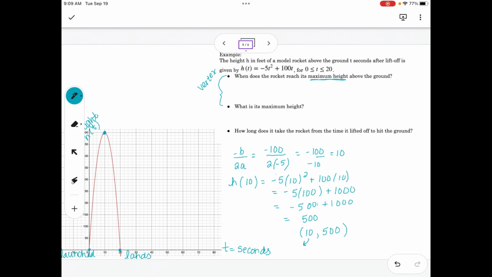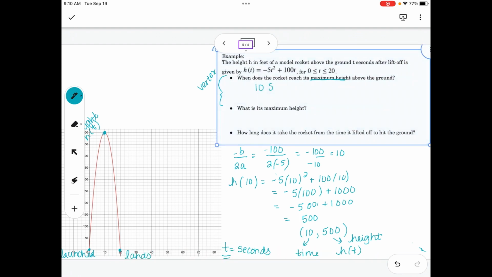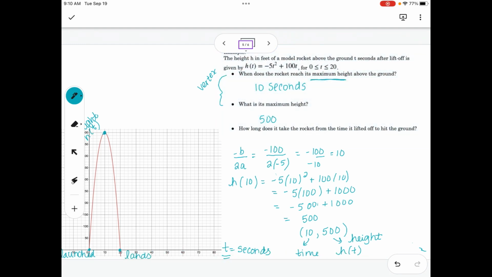So when I think about this, our x value represented time in seconds, and then our y value represented the height of the rocket. So our vertex, when does the rocket reach its maximum height above the ground? So it takes 10 seconds to reach a maximum height of 500. And I think we're in feet. How long does it take the rocket from the time it lifted off to hit the ground?